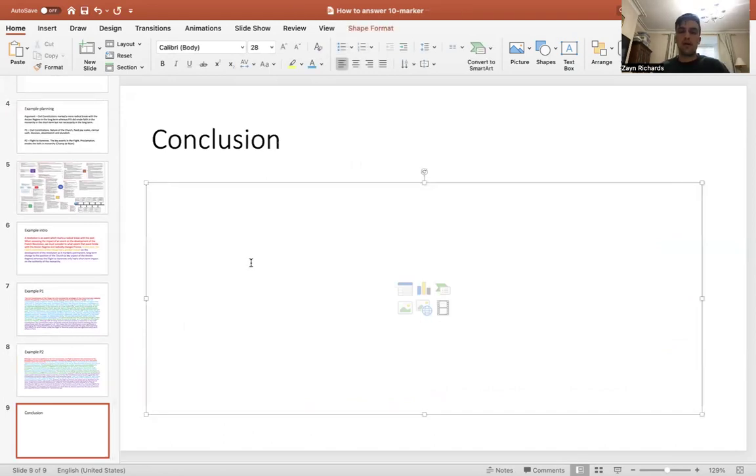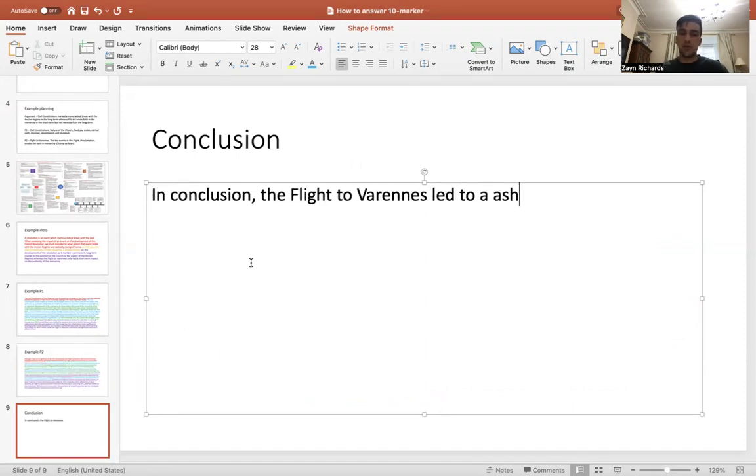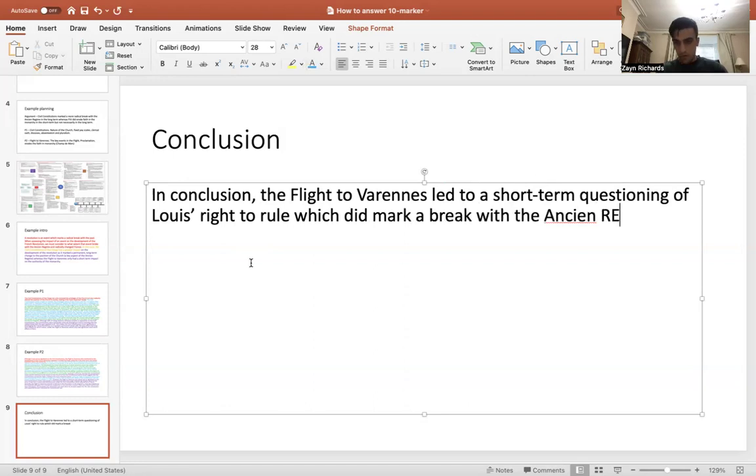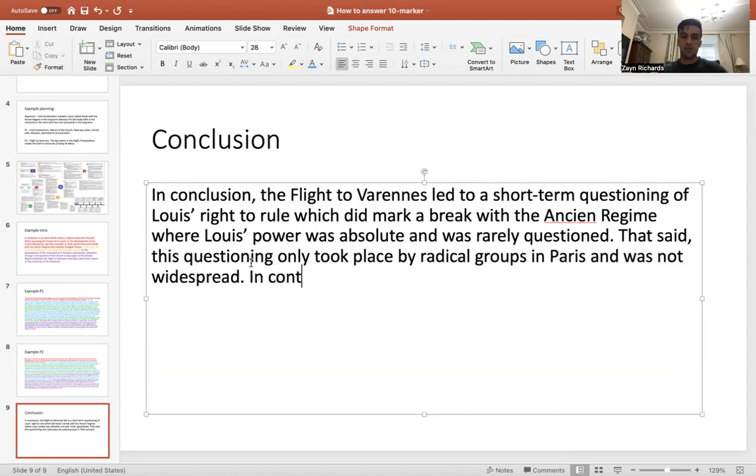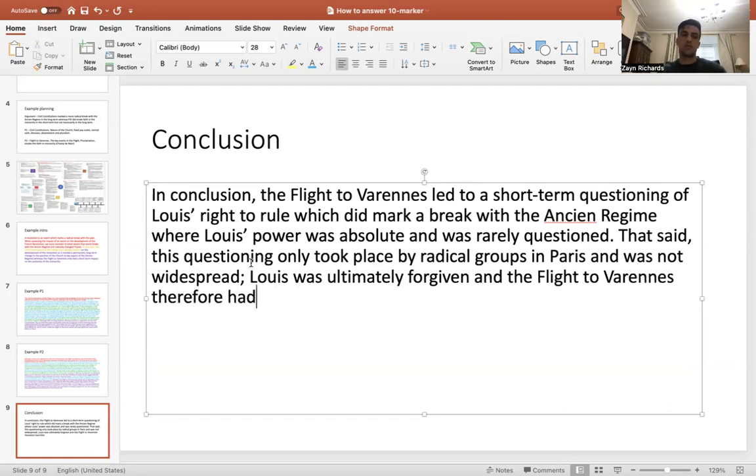So then I'm now doing my conclusion. So I might say, in conclusion, the flight to Varennes led to a short-term questioning of Louis' monarchy, Louis' right to rule, which did mark a break with the Ancien Régime, where Louis' power was absolute and was rarely questioned. That said, this questioning only took place by radical groups in Paris and was not widespread. Louis was ultimately forgiven, and the flight to Varennes therefore had not as much long-term significance.